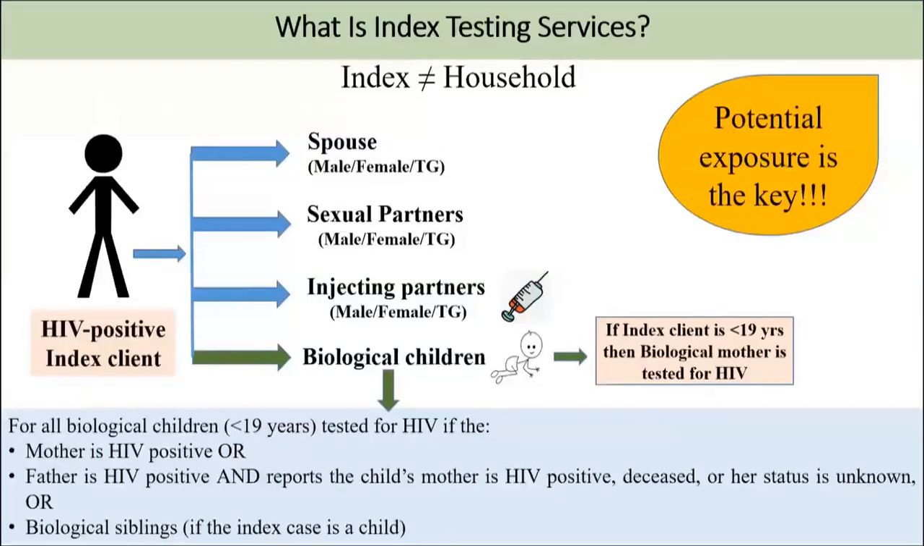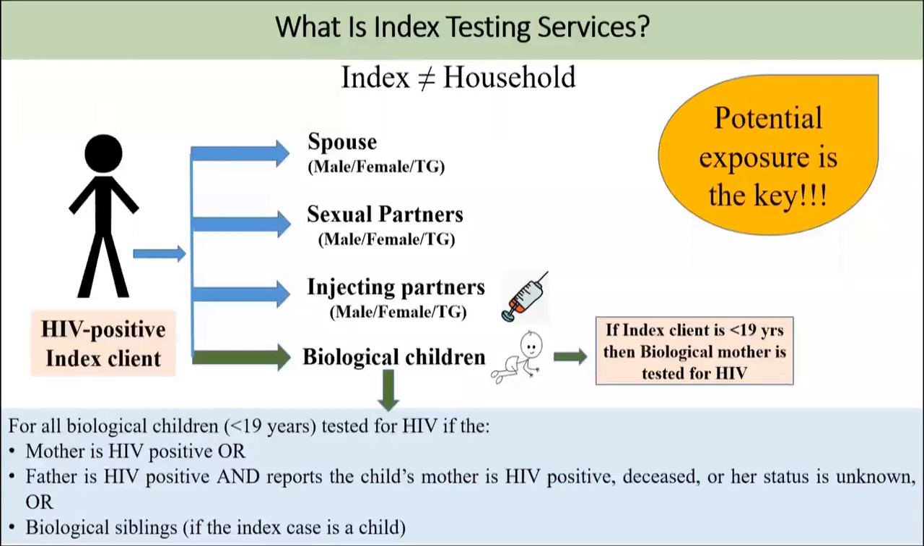So now I will touch briefly on what index testing and partner testing services are. These are well-known strategies for improving our case finding results, the first 95 achievements. Whenever a person is found positive at an ICTC, we need to understand the sexual and injecting network, or the biological children, those who are at risk of getting infection.